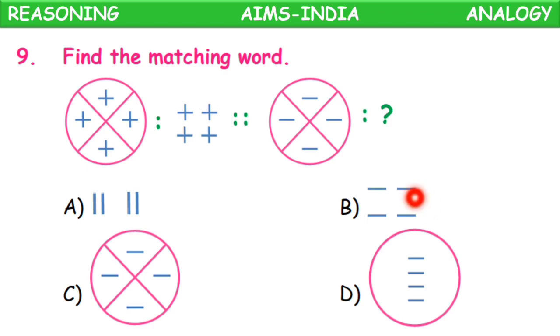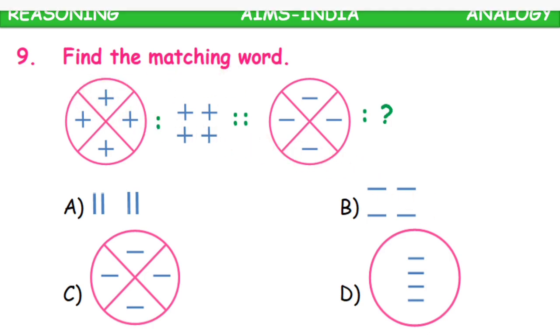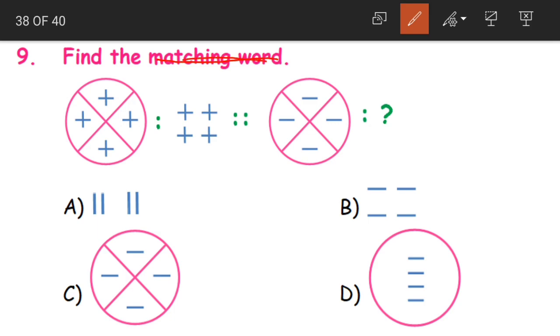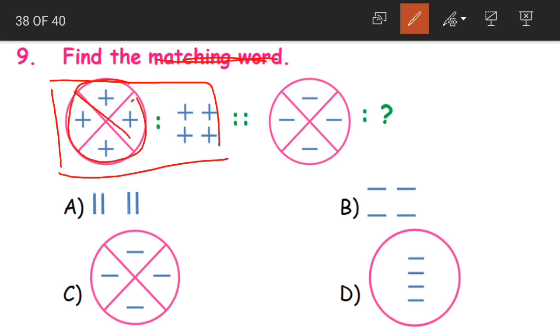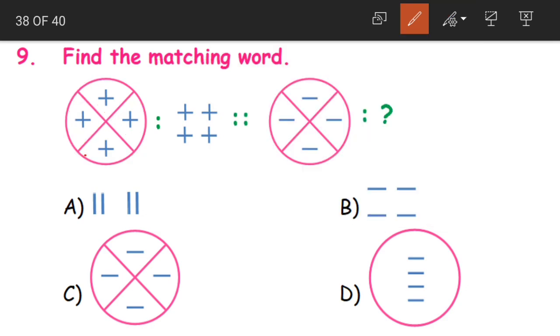Okay. Next question 9. Find the missing figure. Now if you look at the first complete pair, we have a circle which is divided into 4 parts, and in each part we are having a plus sign. Is to, we are having 4 plus signs. Now what is the relation here?